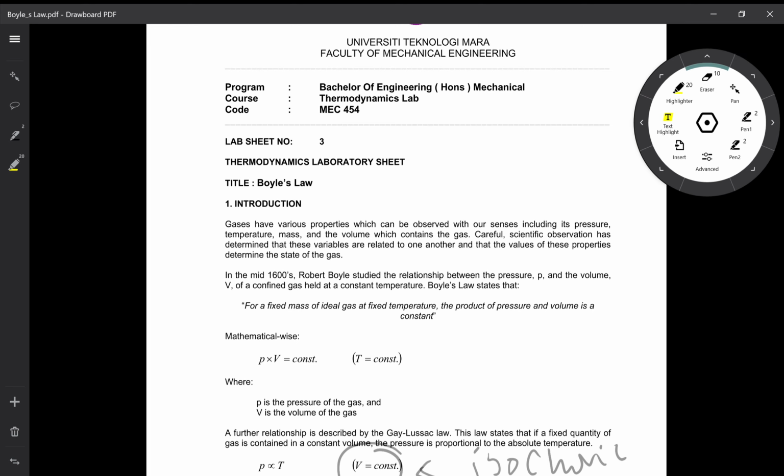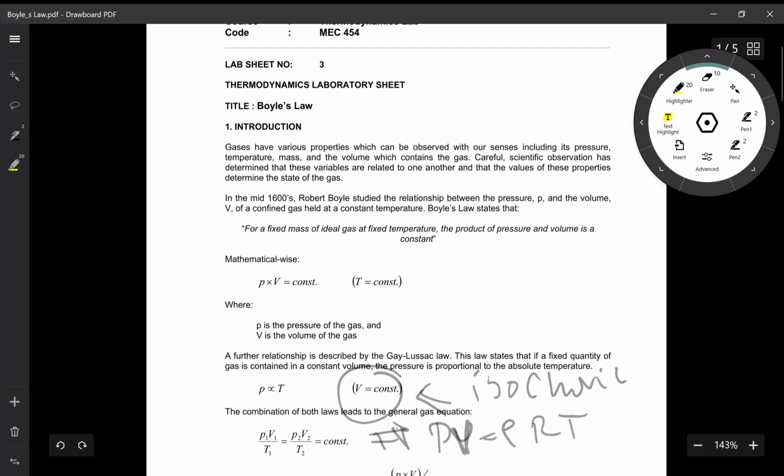Today we're going to look at the Boyle's law experiment, which was developed by Robert Boyle, who studied the relation of the pressure and the volume of a confined gas at constant temperature. According to Boyle's law, for a fixed mass of ideal gas at a fixed temperature, the product of pressure and volume is a constant.